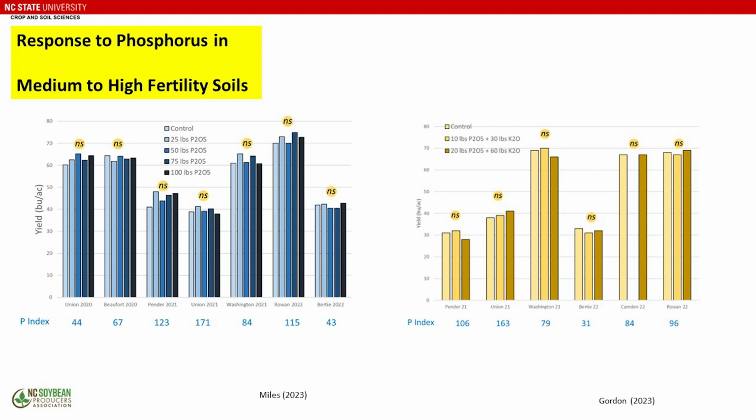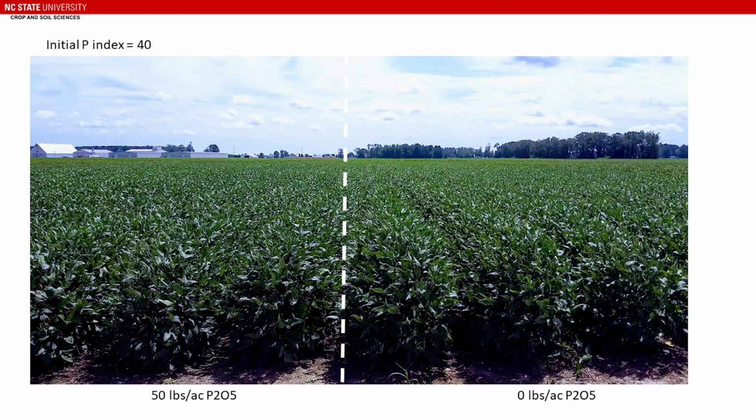And this is just another example. You can see some other trials that we had here, applying, in this case, phosphorus and potassium together. And again, we didn't have a response because we started with higher phosphorus levels. This is in the Blackland, in 2020. You can see that we didn't have a difference because we started with a higher phosphorus index. We applied 50 pounds or 0, and we had no response in yield.